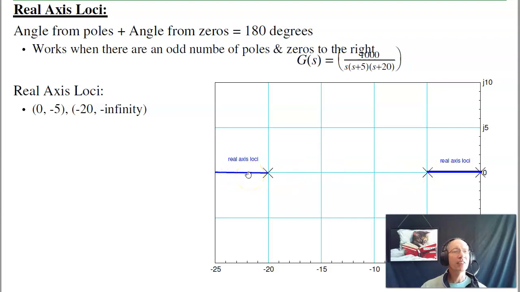Basically, it's an even odd. If there's an odd number of poles and zeros to the right, that's part of the real axis loci. There's a solution to this polynomial in this region. An even number is not on the root locus. So the real axis loci are between 0 and -5, and between -20 and -infinity.